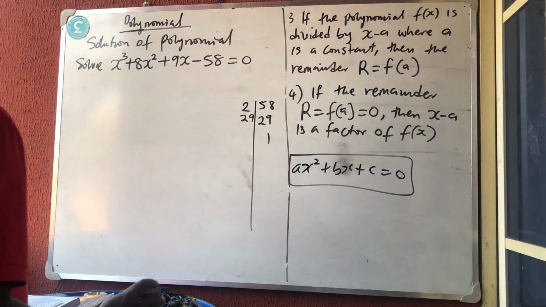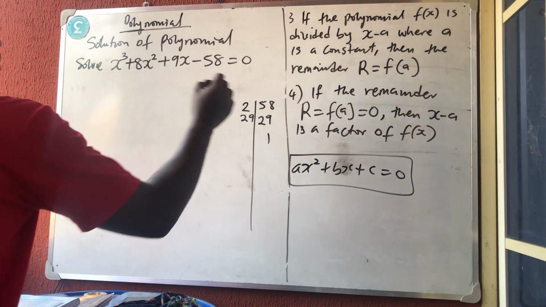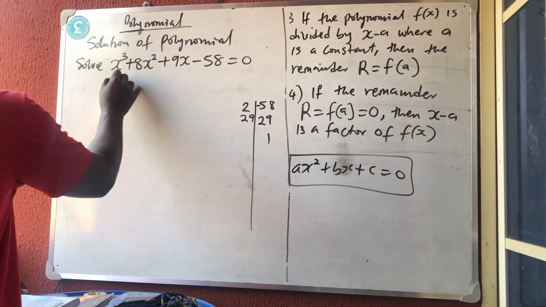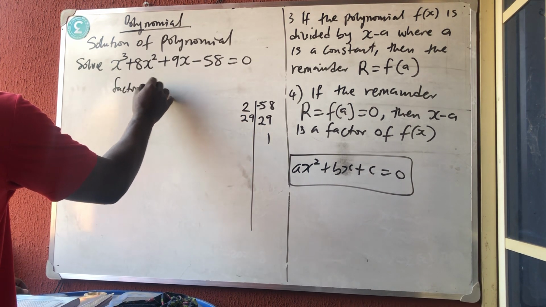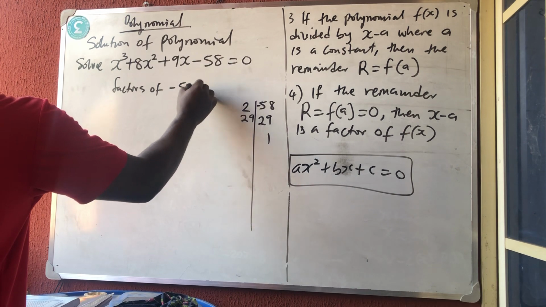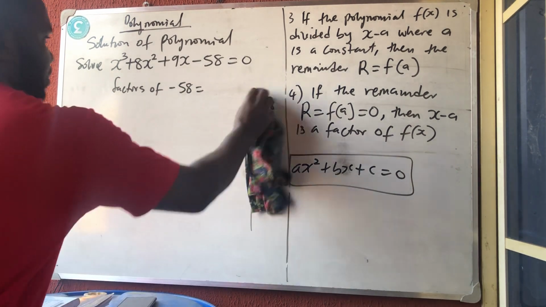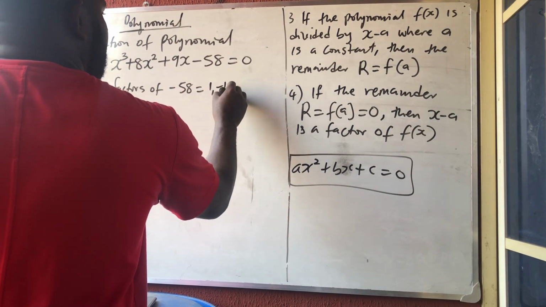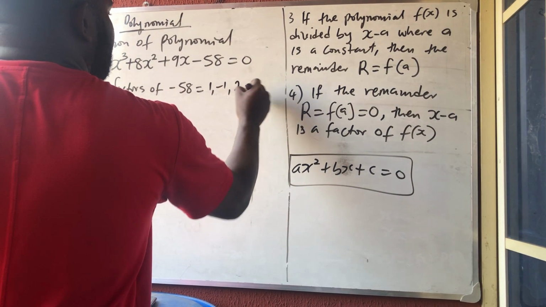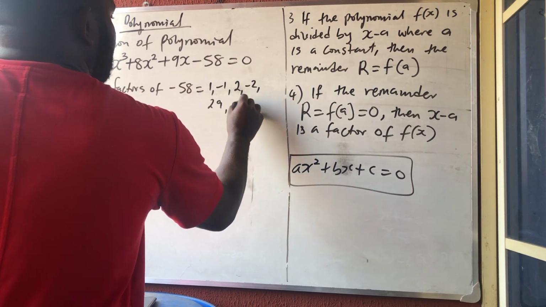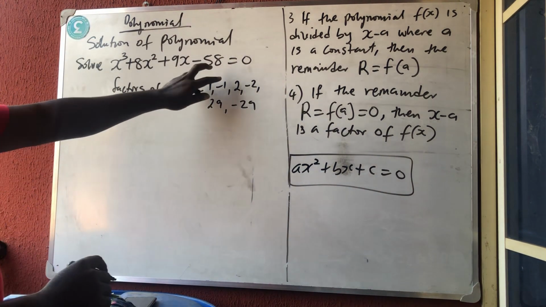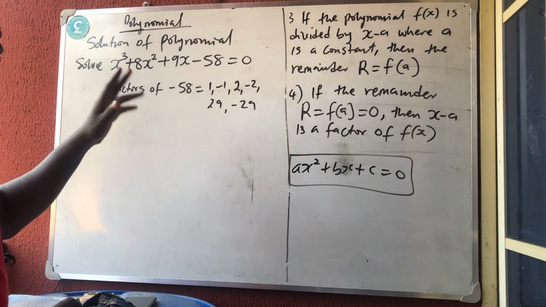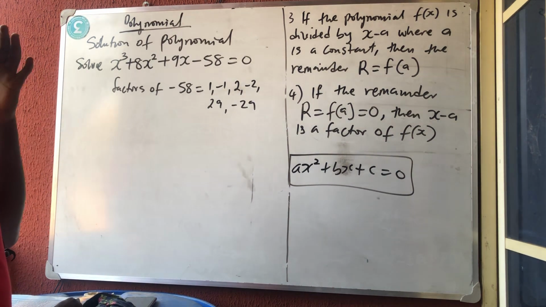So let us put, in fact, since it's minus, the factors of minus 58 are what? I can use minus 1, in fact, 1 is a factor, minus 1, 2, minus 2, then 29 and minus 29. These are the factors. All these things can divide this constant without the remainder. So that's the first thing you do. Get the factors of the constant. So you now check the one that will give you 0.